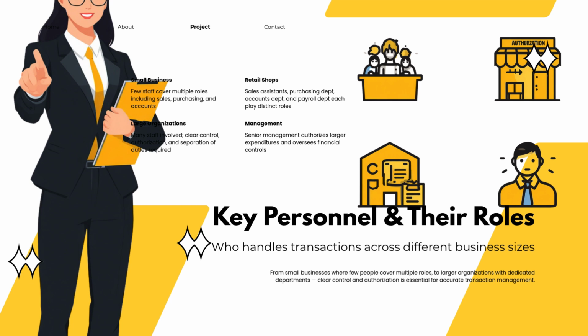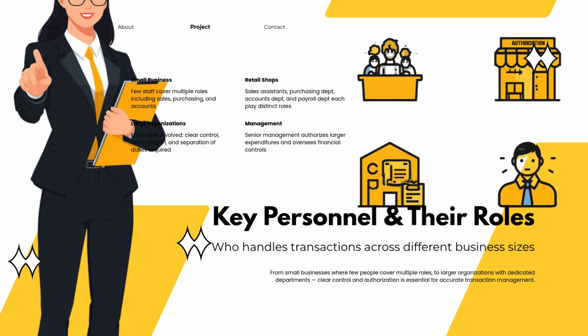Key personnel and their roles. Who handles transactions across different business sizes? Key personnel are those who are responsible in their departments. Suppose the key personnel in sales departments are the clerks and the sales managers, while in the purchases departments they are the orderers and purchase managers. Every department has its own key personnel.